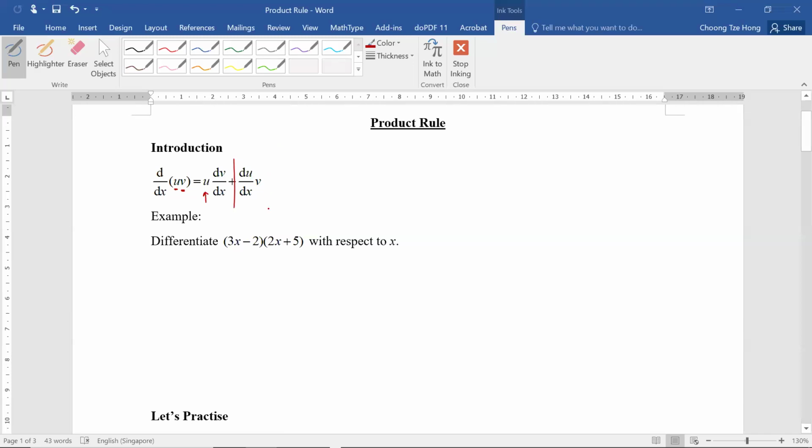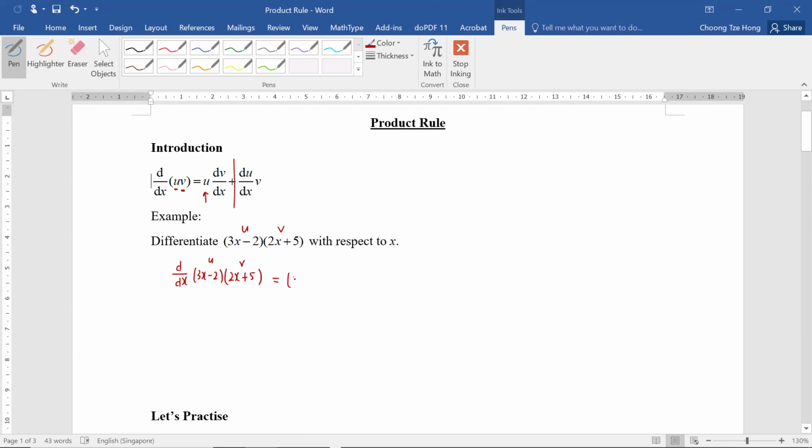Let's use this following example, where we are trying to differentiate 3x minus 2 times 2x plus 5 with respect to x. Over here, let me call this term u, and let me call this one v. Let's apply what we have just discussed. So now we are differentiating 3x minus 2 in product with 2x plus 5. According to what we discussed earlier, u is this and v is this.